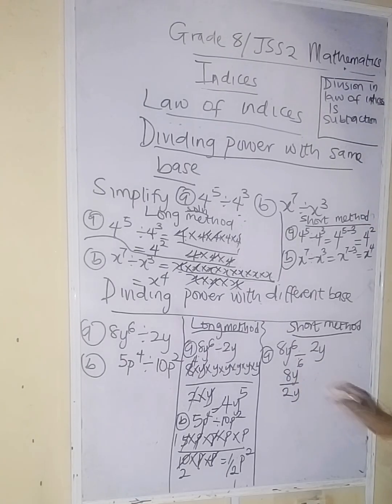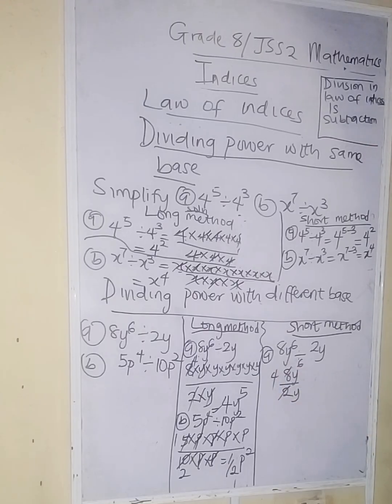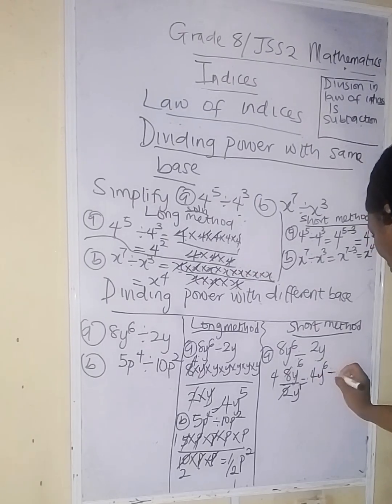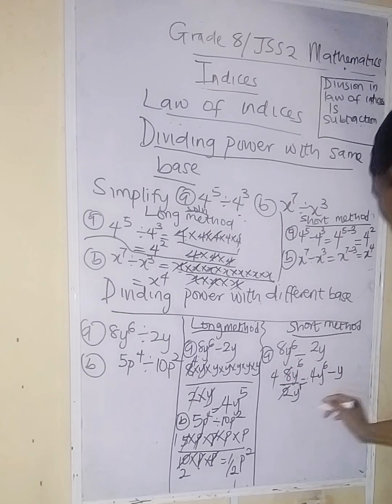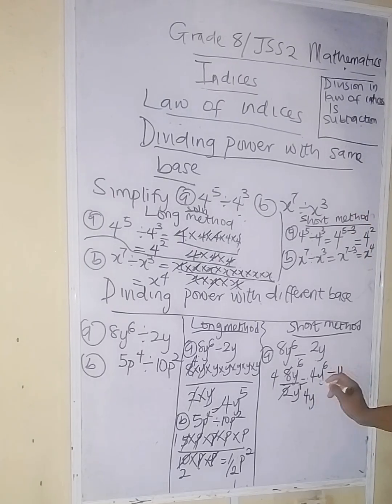Alright, so this 8, these 2 will cancel, that is 4. I think that division is always what? Division is always subtraction. So we have 4y6 divided by y. So when you divide this, this is what we got. So we can just change this to 4y, because we now have the same base.